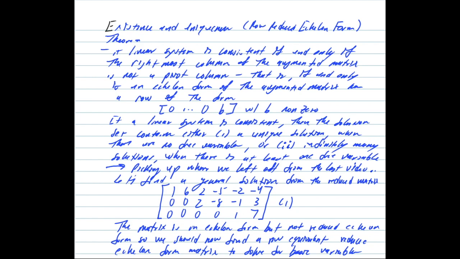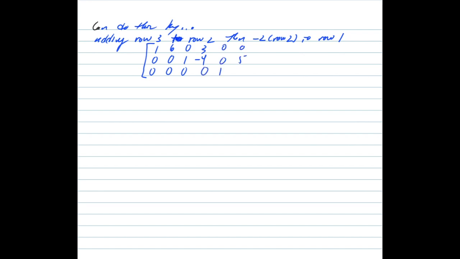So we should now find a row equivalent reduced echelon form matrix to solve for the basic variables. This is basically another warm-up from the last video, because we did the same thing in the last example in the previous video that introduced row reduced echelon form. We can do this with the aforementioned matrix by adding row 3 to row 2, and then adding -2 times row 2 to row 1. We're going to have for the first row 1, 6, 0, 3, 0, 0, and then row 2, 0, 0, 1, -4, 0, 5, row 3, 0, 0, 0, 0, 1, 7.